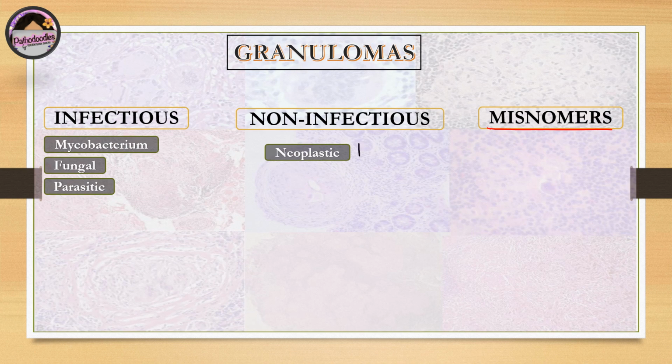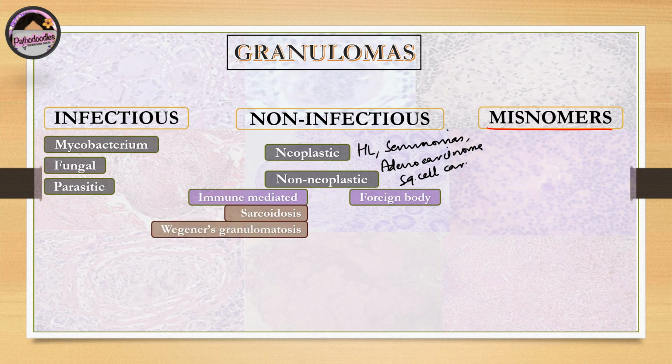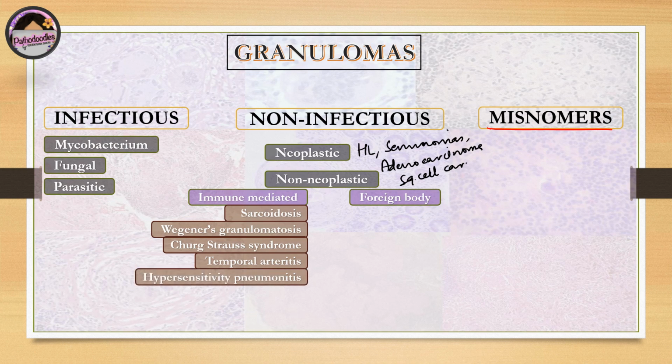For example, Hodgkin lymphoma, seminomas, and adenocarcinomas. Their mucin can elicit a response. Squamous cell carcinoma, their keratin can elicit a response. So neoplastic conditions with granulomas. Then you have non-neoplastic granulomas, which I'm going to further divide into immune-mediated and foreign body. Now, under immune-mediated, I could include causes like sarcoidosis, ferruginous granulomatosis, Churg-Strauss syndrome, temporal arteritis, hypersensitivity pneumonitis, and the list goes on.